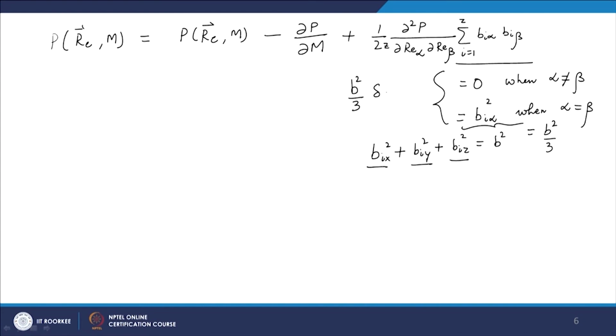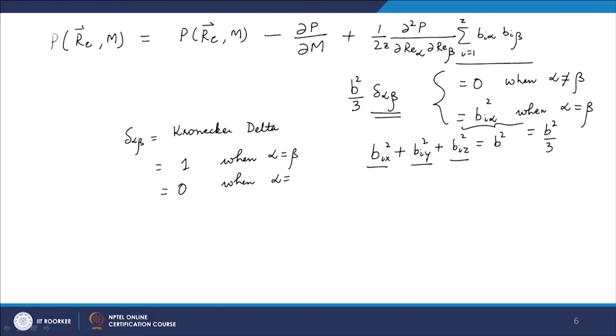Okay. So, I have a shortcut for writing this particular thing, that it is equal to 0 when alpha not equal to beta and is equal to b square by 3 when alpha is equal to beta. As a shortcut notation, I can write something like this, where delta of alpha beta is a function I will frequently use. It is called the Kronecker delta, and it is equal to 1 when alpha is equal to beta and equal to 0 when alpha is not equal to beta. And of course, you can see here this is what we have written in this particular case.